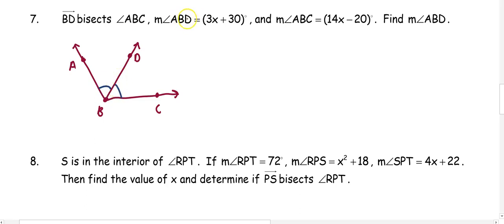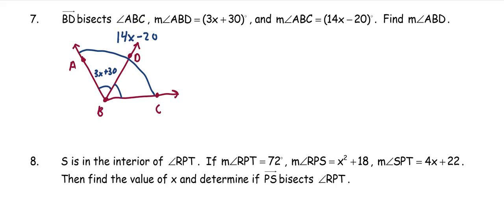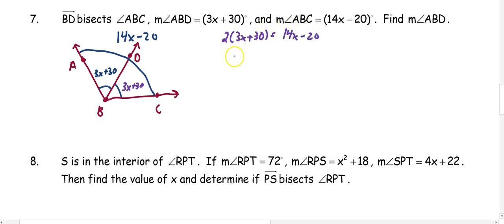So we know that ABD is 3x plus 30, and that ABC is 14x minus 20. So in order to solve for x, again, we only have half an angle, so we need 2 times half that angle, because this is also 3x plus 30. So we need 2 times (3x plus 30) is equal to our whole angle, 14x minus 20. So I'm going to distribute the 2: 6x plus 60 equals 14x minus 20.